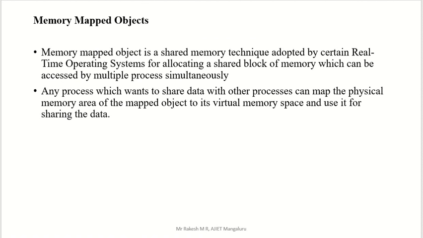Another one is the memory mapped object. A memory mapped object is a shared memory technique adopted by certain real-time operating systems for allocating a shared block of memory which can be accessed by multiple processes simultaneously. Any process which wants to share data with other processes can map the physical memory area of the mapped object to its virtual memory space and use it for sharing the data.